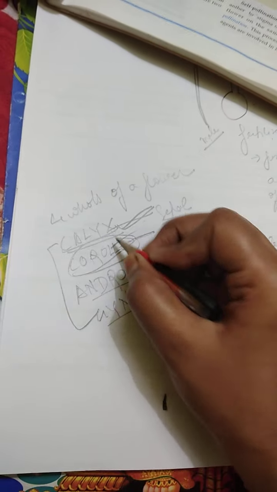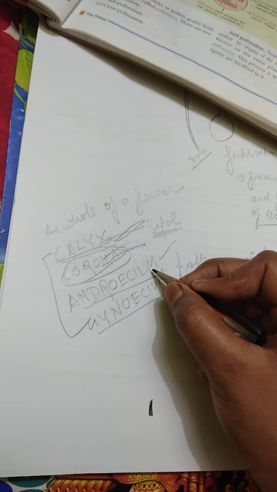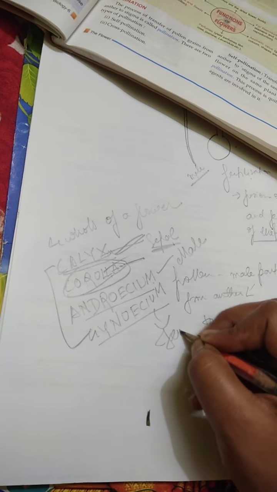So today we will start with the androecium. Androecium is the male part. We have done calyx and corolla. Now in today's video we will study androecium and gynoecium. Androecium is called the male part and gynoecium is called the female part of a flower. We will look at the flower also and discuss it.